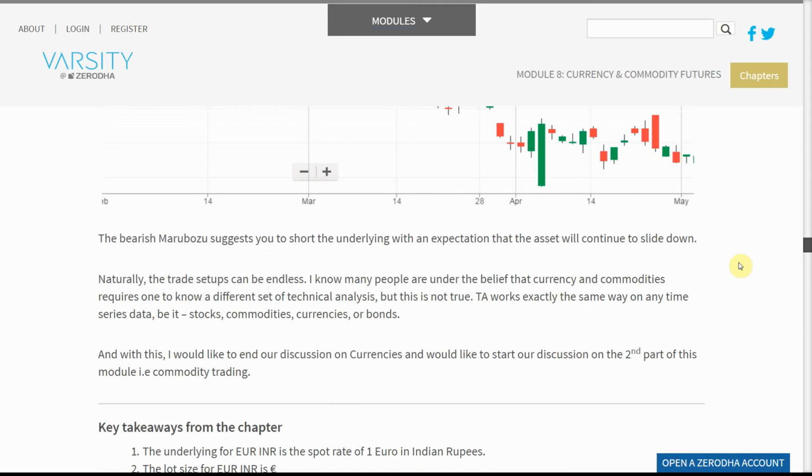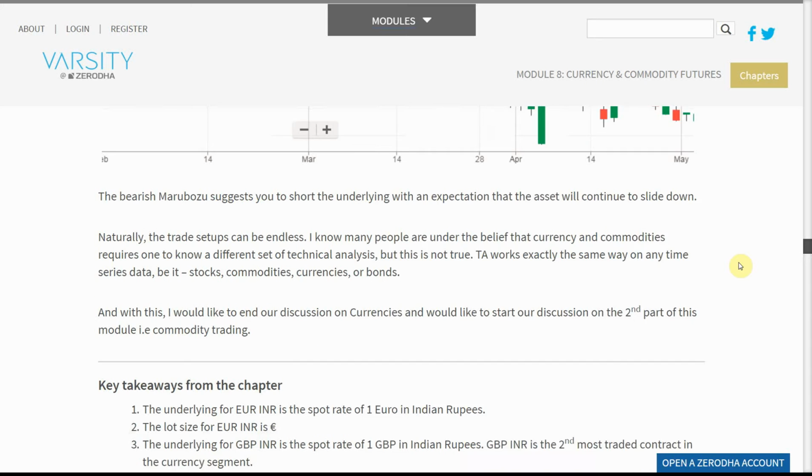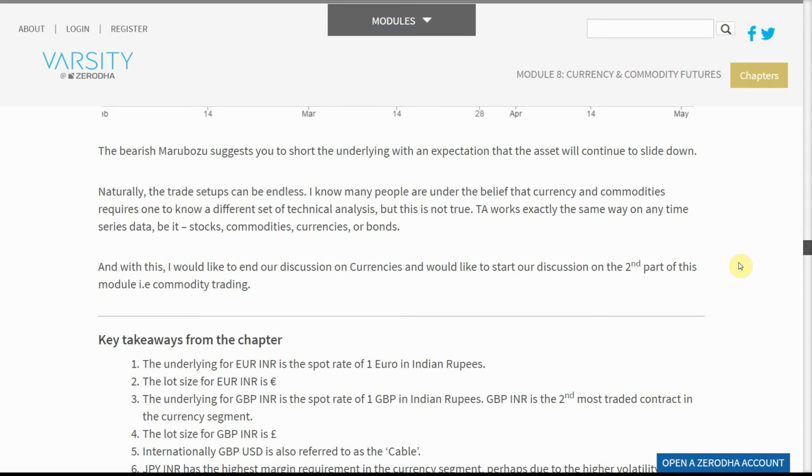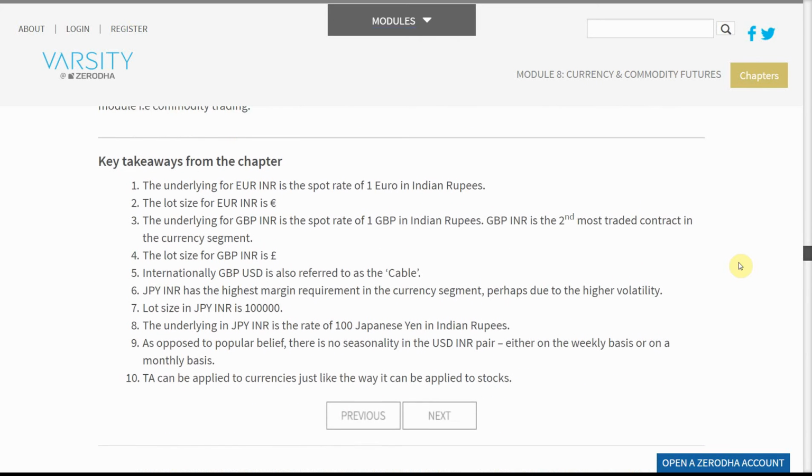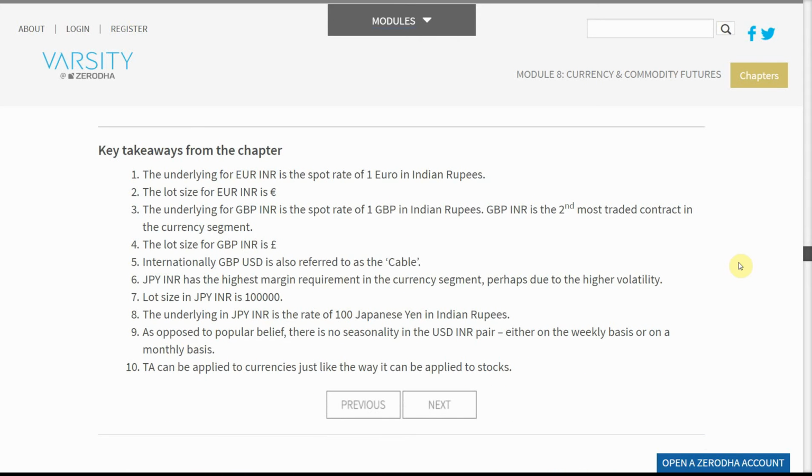I know many people are under the belief that currency and commodities require one to know a different set of technical analysis. But this is not true. TA works exactly the same way on any time series data, be it stocks, commodities, currencies, or bonds. And with this, I would like to end our discussion on currencies and would like to start our discussion on the second part of this module, i.e. commodity trading. Key takeaways from the chapter.